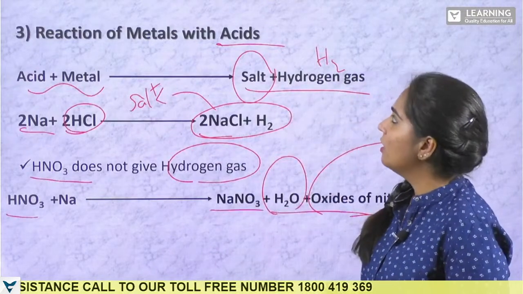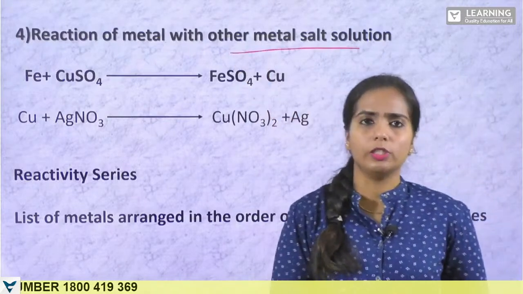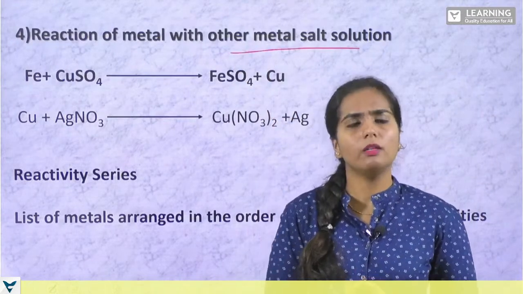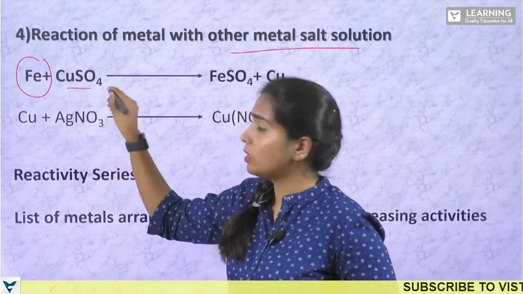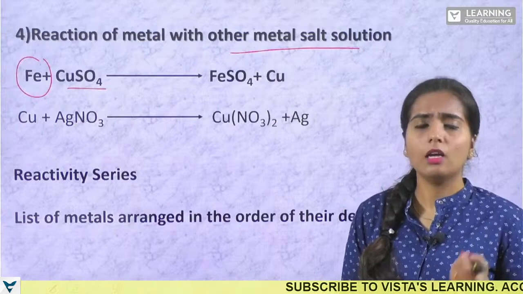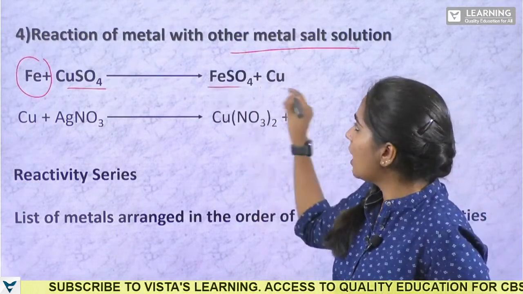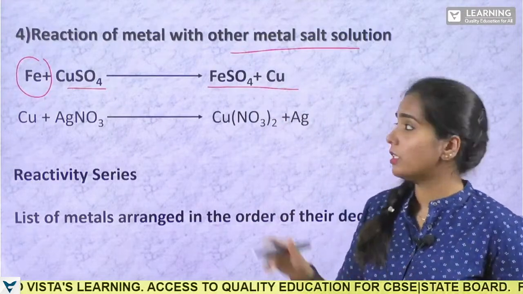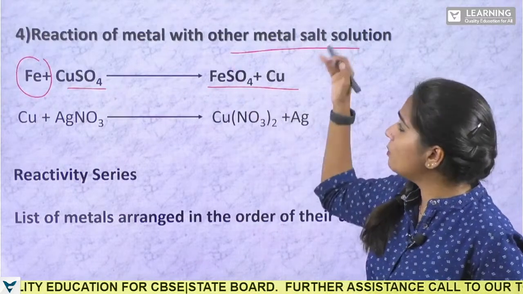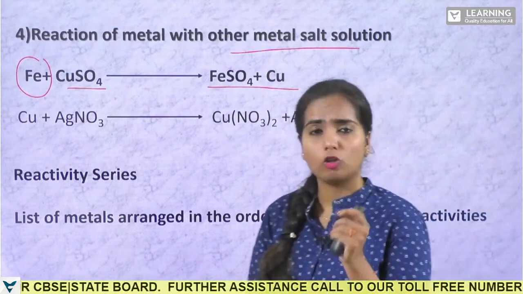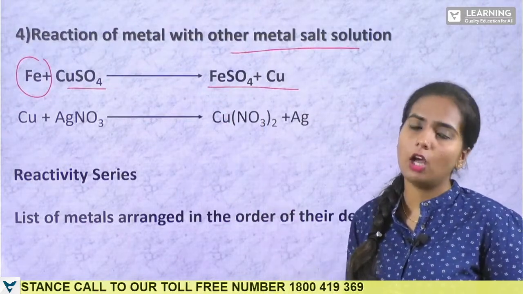Yes, moving on, reaction of metal with other metal salt solution. So, a metal reacting with another metal salt solution. We are taking iron with copper sulfate. Iron is also a metal, copper is also a metal. When you treat them, what happens? We get ferrous sulfate with the liberation of copper.